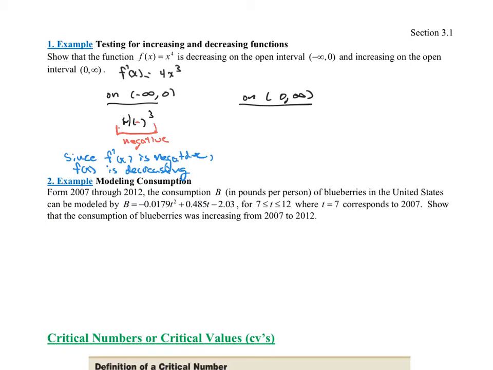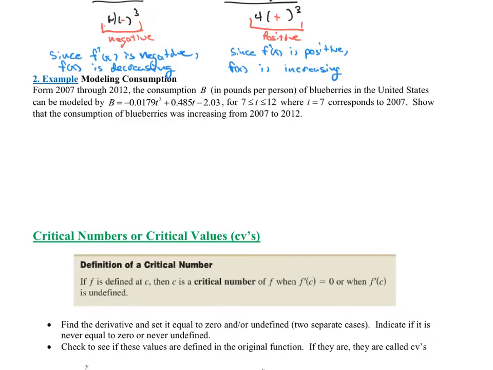Consider on the interval 0 to infinity. Again, we're looking at 4, plug in any number from 0 to infinity, cubed. When you plug in a positive number cubed is positive, times 4 would still be positive. So what we've said is on the interval 0 to infinity, the derivative of the function must be positive. Again, if the derivative of the function is positive, then we know the function is increasing.